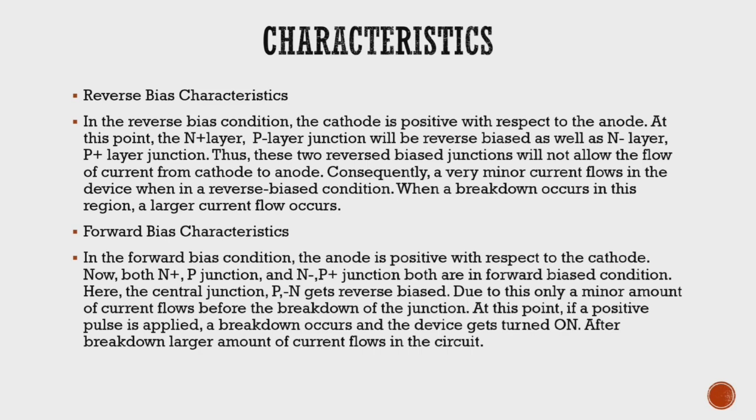Forward bias characteristic. In the forward bias condition, the anode is positive with respect to the cathode. Now both N plus P junction and N minus P plus junction are in forward bias condition. Here the central junction P N minus gets reverse biased. Due to this, only a minor amount of current flows before the breakdown of the junction. At this point, if a positive pulse is applied, a breakdown occurs and the device gets turned on. After breakdown, a larger amount of current flows into the circuit.